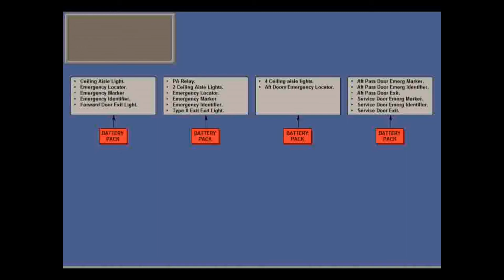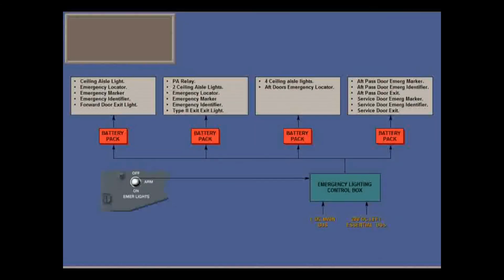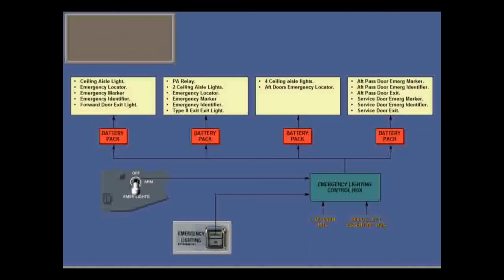The emergency lighting is powered by 4 separate battery packs, charged by the left essential bus and controlled by the left main bus through the emergency lighting control box. The emergency lights are controlled either by this switch on the overhead panel or this switch located at the forward cabin attendant station. During normal flight, the pilot switch should be in arm and the flight attendants in normal. With either switch selected on, the lights will come on regardless of the other switch position.